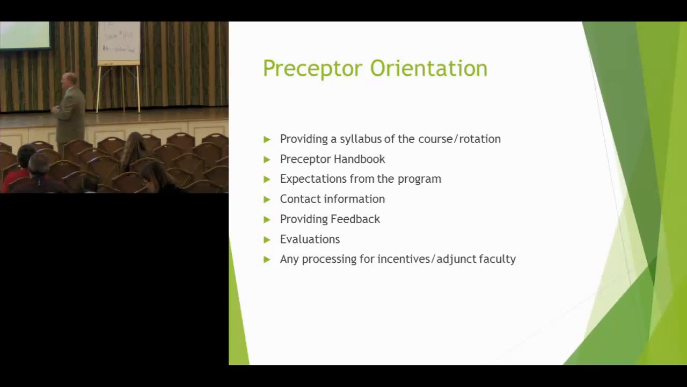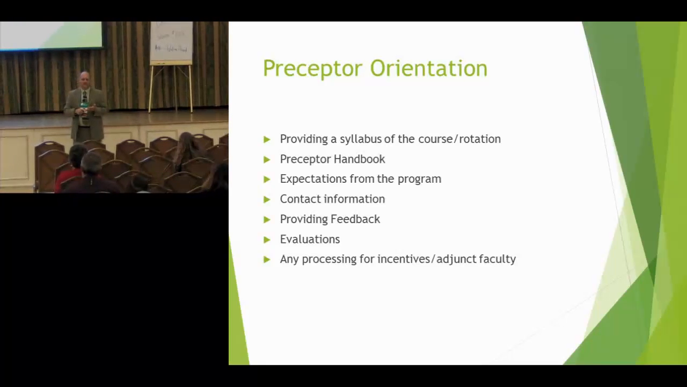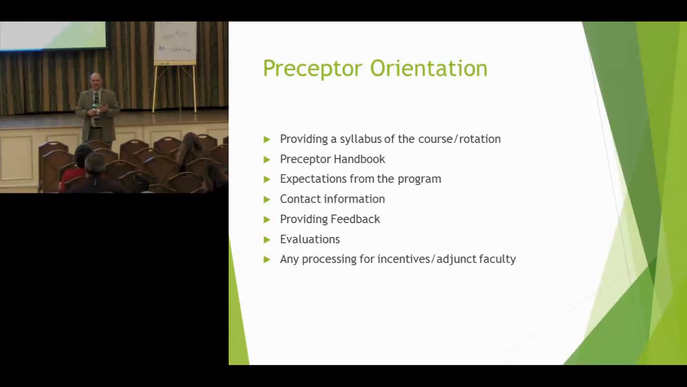Obviously, we give them the contact information. We go over how to provide specific feedback, not just, "You're doing a great job." But we want them to say, "I really enjoyed reading your note. It was very precise, it was legible, and you covered all of the areas that we needed." Or, "I noticed in your review of systems that you were missing these couple of components. I think that would have been important to include." So we want them to be very specific and give continuous feedback.